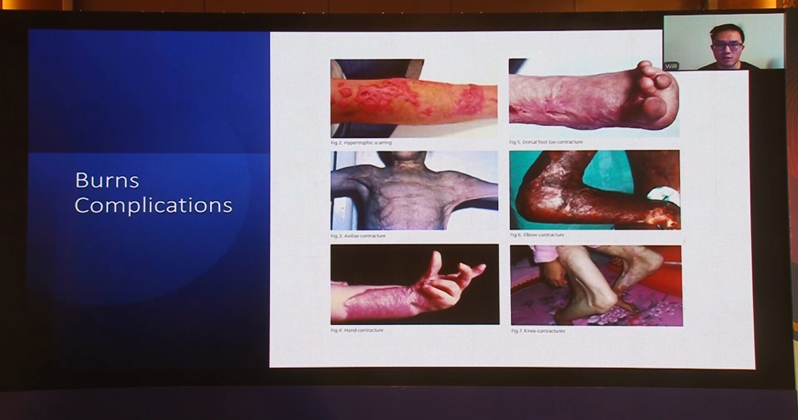So I'm just showing some images of burns complications. This is from the ACI guidelines. At the top left, we've got hypertrophic scarring and contractures, where it's significantly affecting the range of movement in the ankle joint, axilla, and also elbow. Hand contractures and also knee contractures can occur if there's a reduced range of movement.